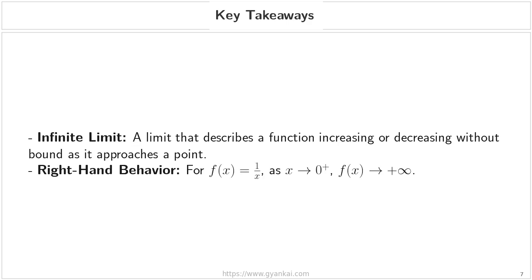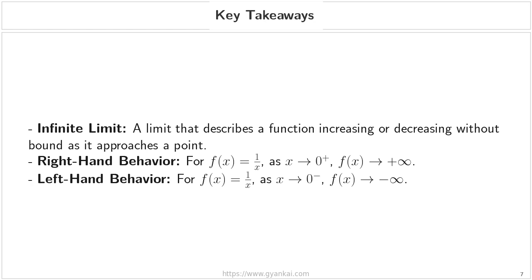Applying this to our specific example, the reciprocal function, f of x equals 1 over x, let's recall the right-hand behavior. We observed that as x approaches 0 from the right, the function f of x tends toward positive infinity. Similarly, looking at the left-hand behavior, we found that as x approaches 0 from the left, the function f of x tends toward negative infinity.